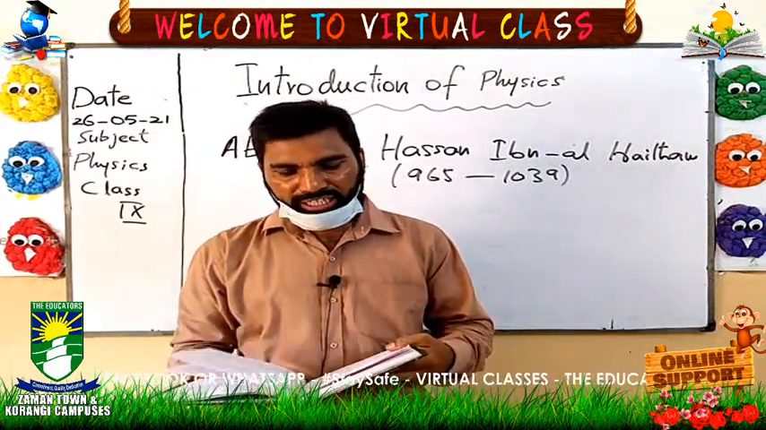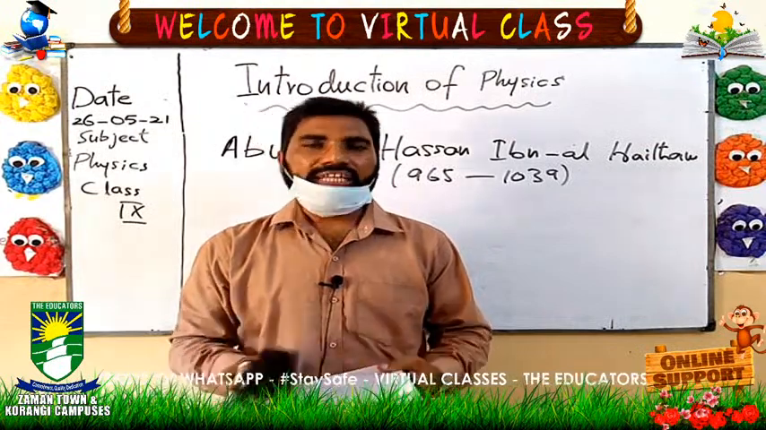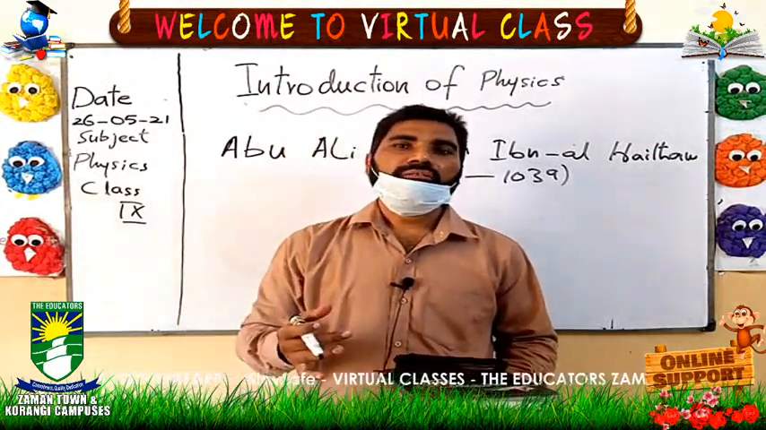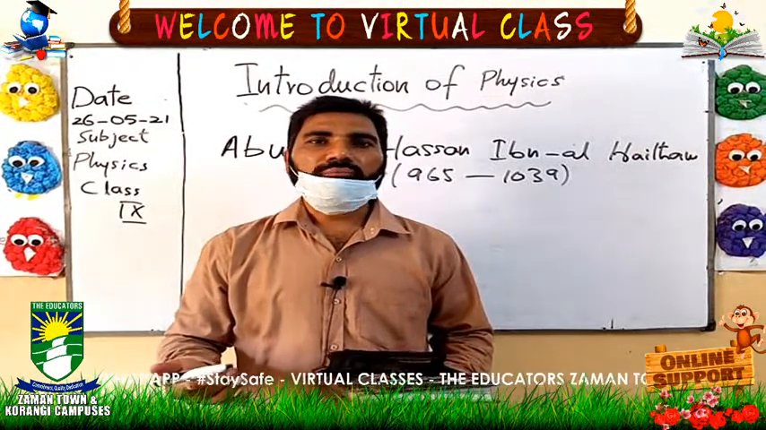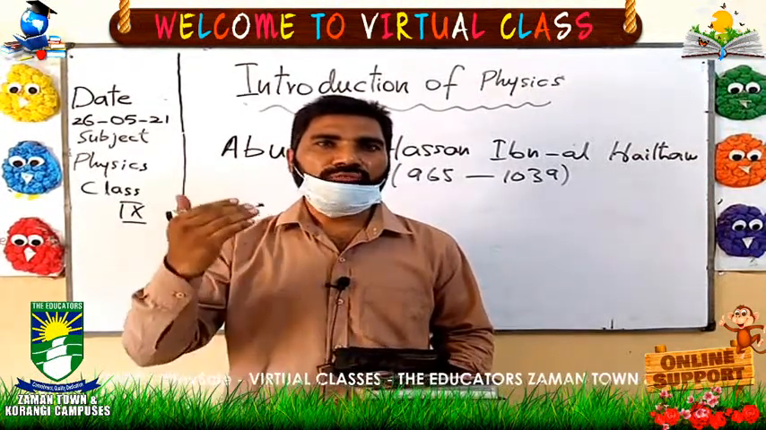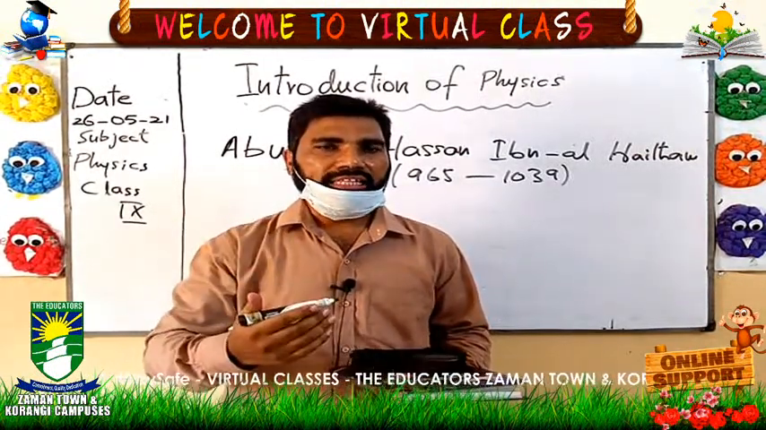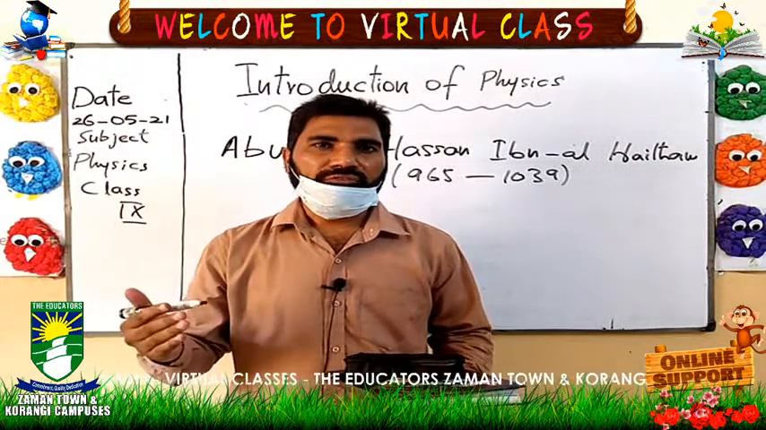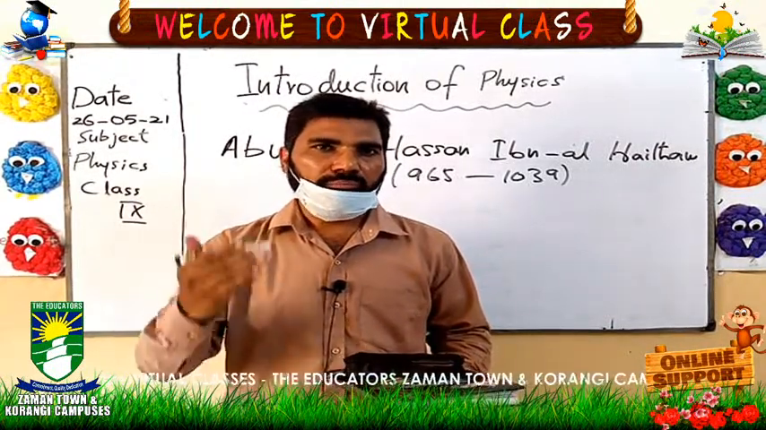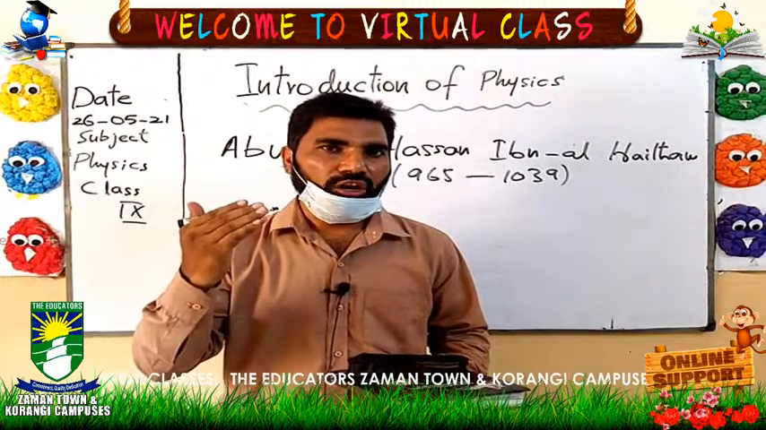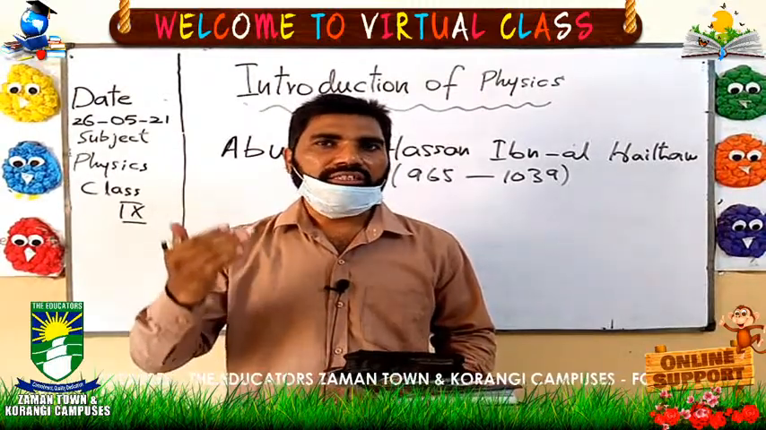He gave the formal definition of the ray of light. Before the Muslim era, before the contribution of Ibn al-Haytham, there was no proper definition of light. He gave the proper formal definition of the ray of light. Light travels in a straight line.